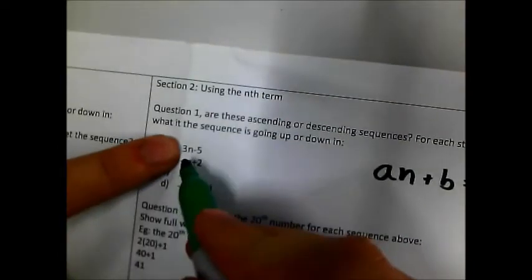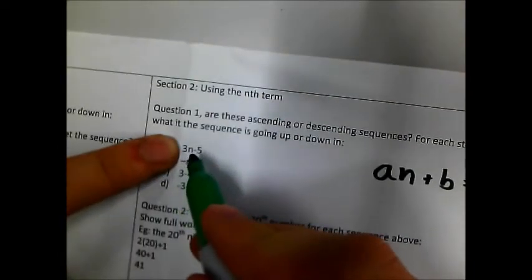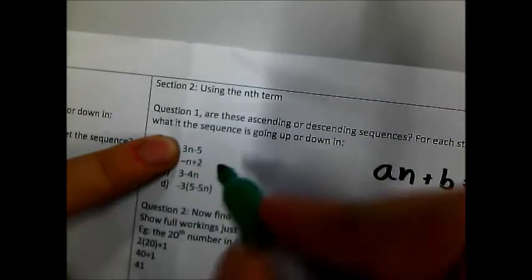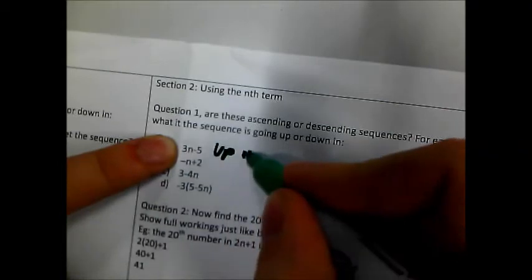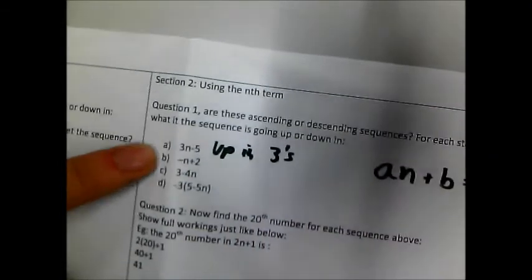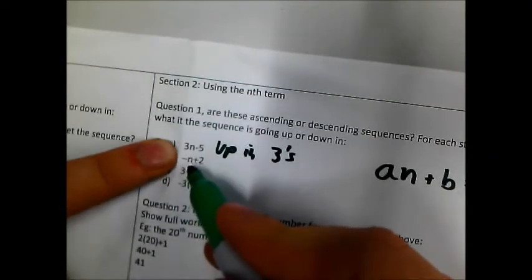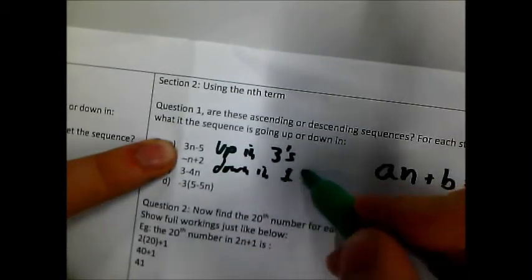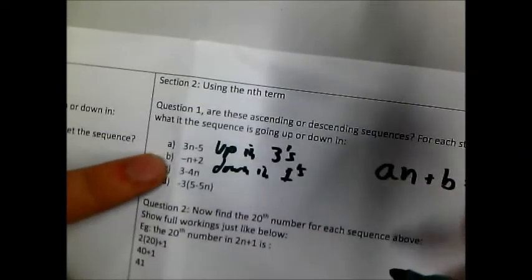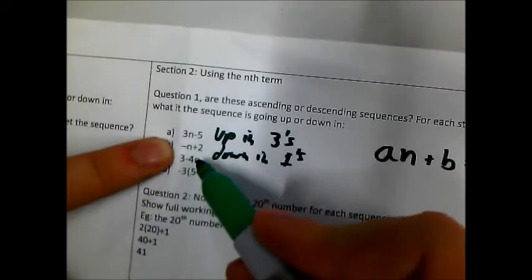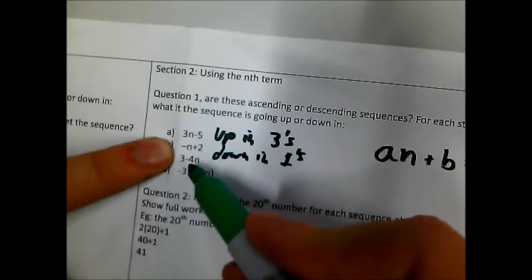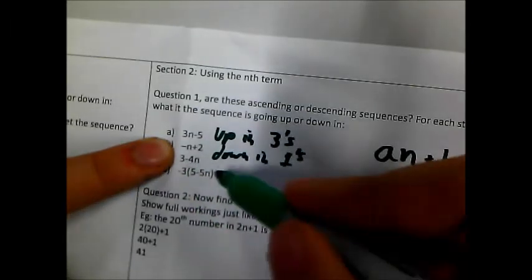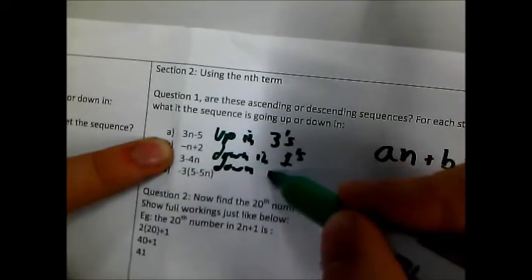So, on this question, the value in front of n, the 3, the coefficient of n, is positive 3, it's going up in 3s. This one here, the coefficient of n is negative 1, so it's going down in 1s. Okay, this one, the coefficient of n is negative 4, so it's going down in 4s.